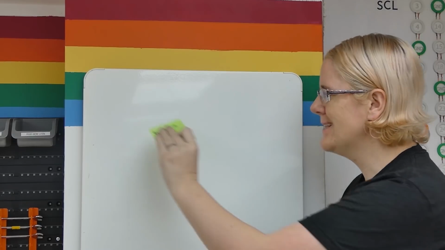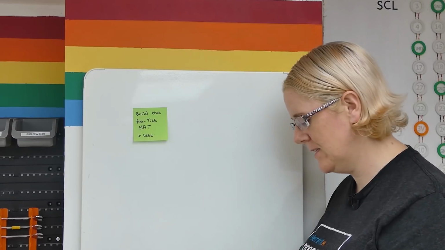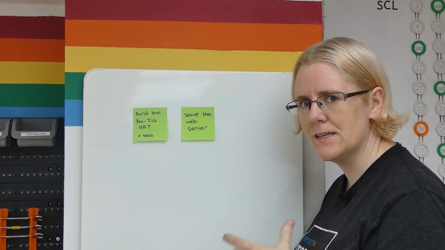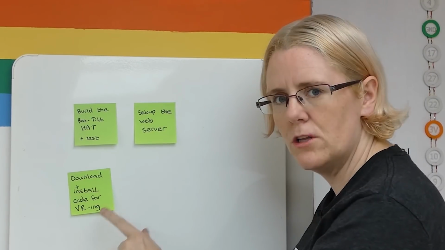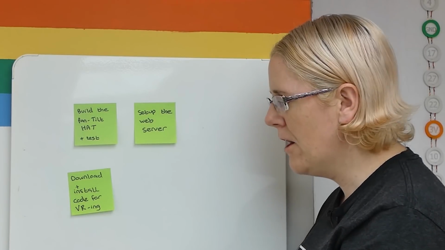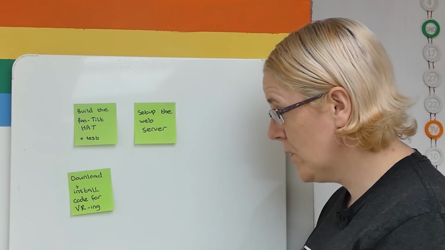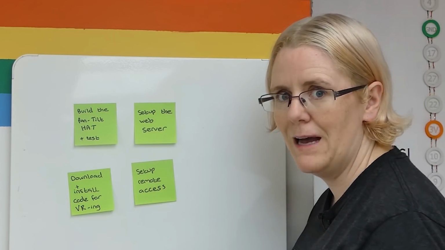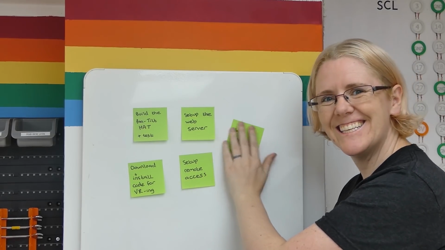We've got to build the pan tilt hat. This is the actual physical device that is going to move the heads. Then we're going to set up the web server so that people can access the web page to view the video, download and install the code for the VR-ing, because that's a verb. This you'll see is pretty much the same code. We've got to set up remote access, so we've got to let people into our network from outside. And that's it. We're going to have a meeting. And it's going to be weird.